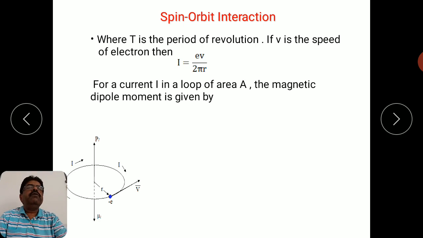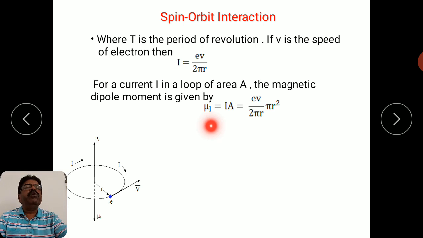Now, for a current I in a loop of area A, the magnetic dipole moment is given by μ_I = I × A, the current times A, where A is the area of the loop. Here we have a circular path, so the area is πr². So we take this value of I and the area πr².